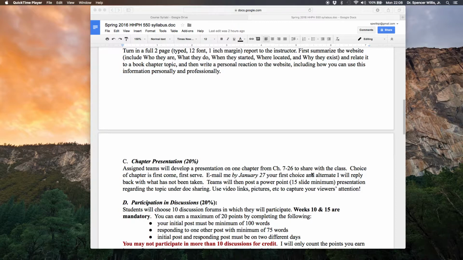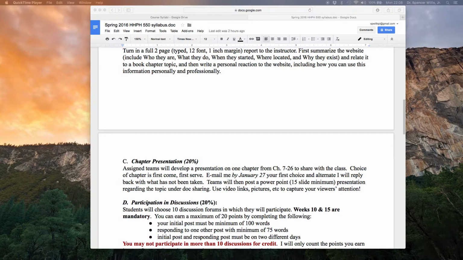some groups may be required to do 2 presentations, and those groups who want to do 2 presentations will receive 5% added onto their final grade. So that extra credit is first come, first serve.